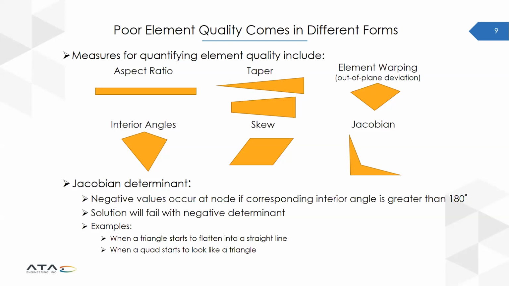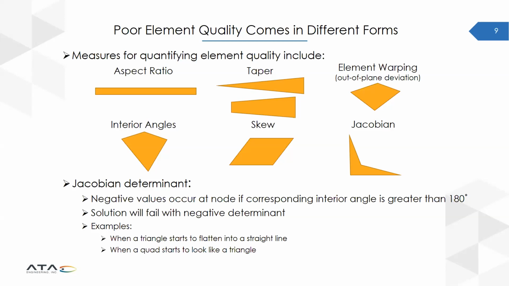And then lastly, you can check the Jacobian. Now, the first 5 that I went through are easy to tell visually what's going on with them. The Jacobian is a little bit more ambiguous, but for the Jacobian determinant, for negative values that occur at a node, if the corresponding interior angle of that element is greater than 180 degrees, you end up with a negative Jacobian determinant. And I would just like to note that if you have a negative determinant, your solution will end up failing.